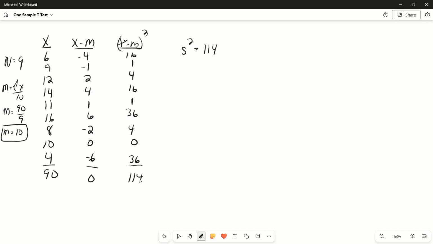Now compute the variance. So the sum of squares, which is 114, is on top. N minus 1, so degrees of freedom here. N minus 1 gives me 8. So this is over 8. This gives me 14.25. And take the square root of that to get the standard deviation, and that gives me 3.77 as the standard deviation.